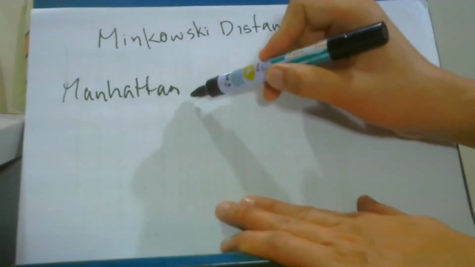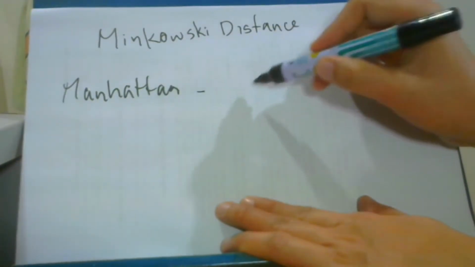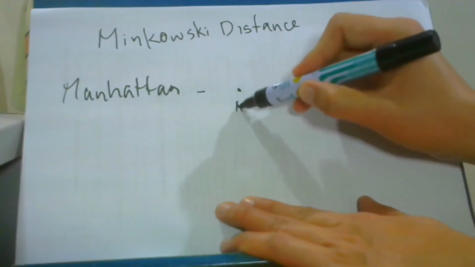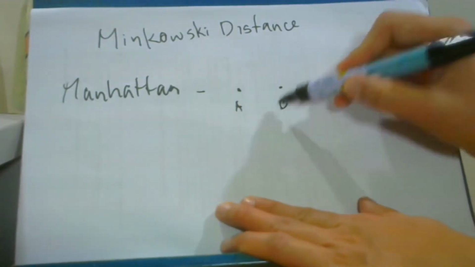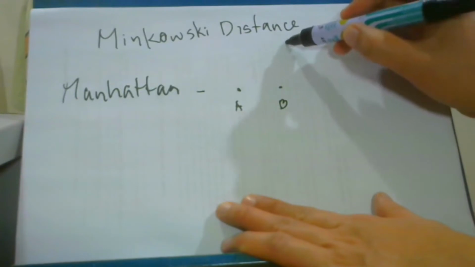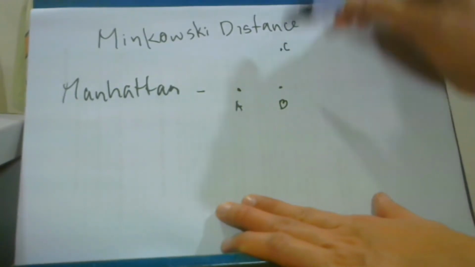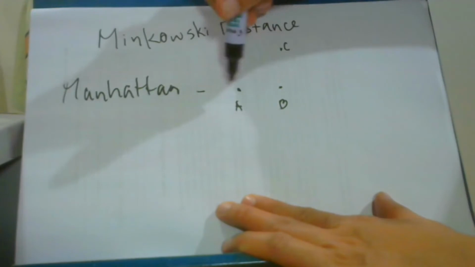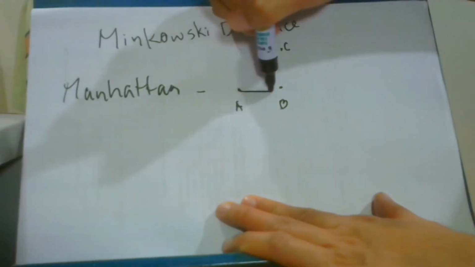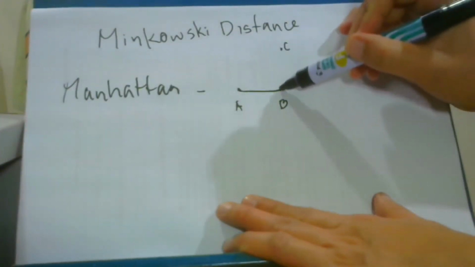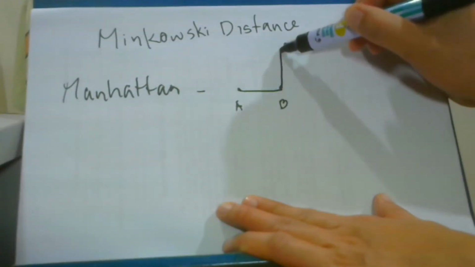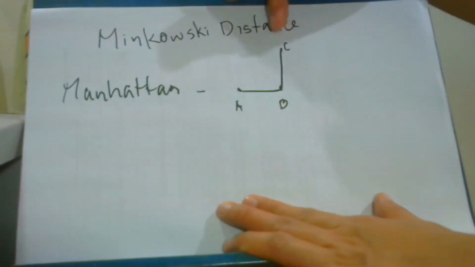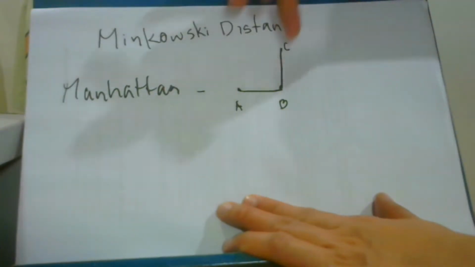For example, we have 3 points here. We have point A, then we have point B, and then we have point C here. For you to be able to reach point C, what you will have to do is travel from point A going to point B, and then you travel from here going to point C. So this is how you get the distance from point A to point C.